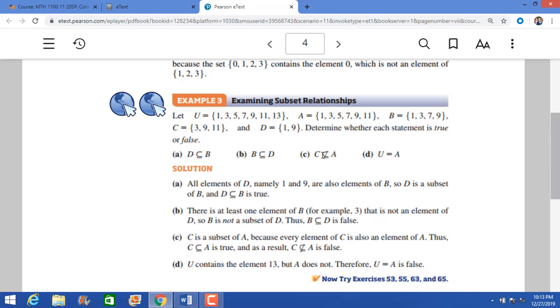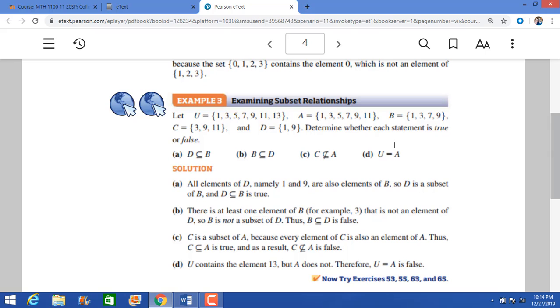And then, C is not a subset of A. Well, in order to show that C is not a subset of A, we either need to show that C is bigger than A, or that at least one element of C is not in A. If we look at C, 3, 9, and 11, well, 3, 9, and 11 are in A. So C is actually a subset of A. So this is a false statement, because 3, 9, and 11 are in A.